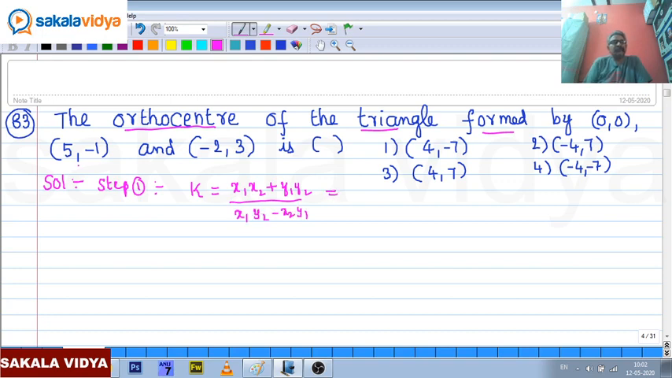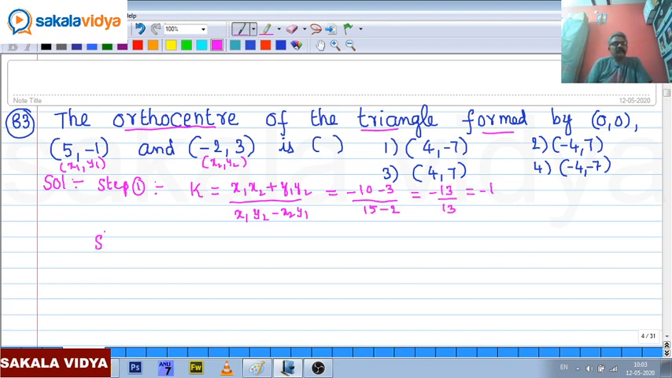So let us substitute. This is x1, y1. This is x2, y2. So x1 x2 means minus 10. y1 y2 is minus 3. x1 y2 means 15, minus into minus is plus, so that will be minus 2 minus 13 by 13. So the K value will be minus 1.